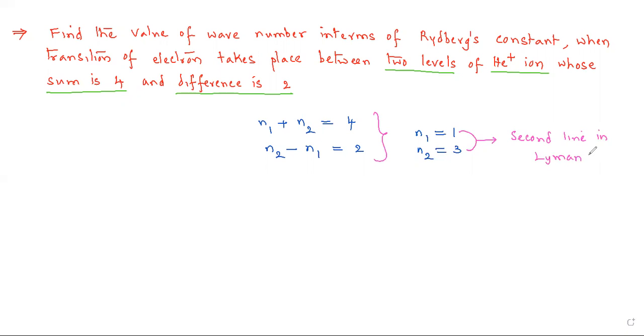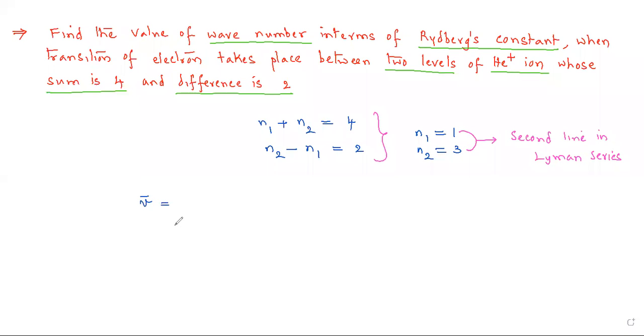Because N1 is equal to 1, it is Lyman. Because the difference is 2, therefore it is second line. You have added 2 to N1, therefore second line. They have asked you to calculate the wave number of this particular line in terms of Rydberg's constant for helium plus.